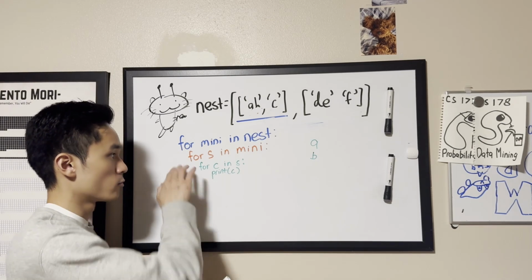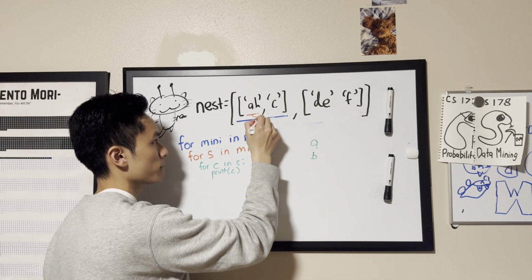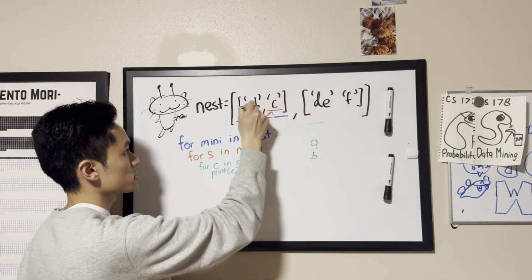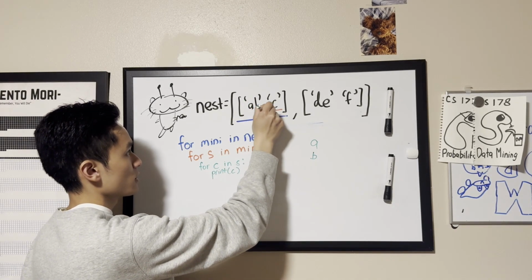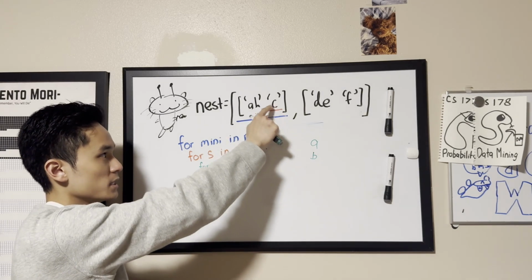So now red can move on. Red can move on again. And now red is equal to C. And here's an interesting example now. What happens when green gets called now and it's trying to be equal to C?